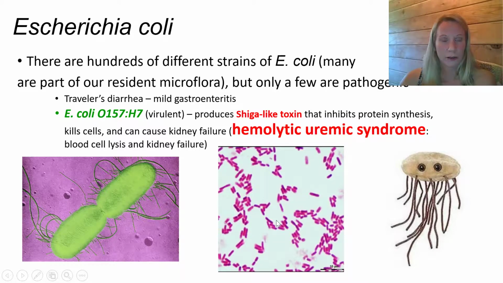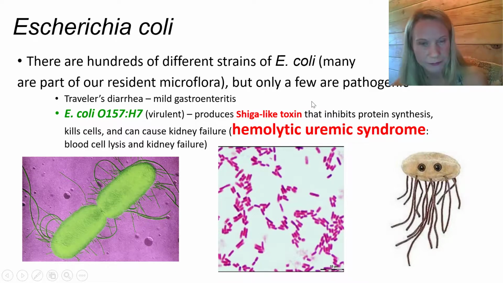coli you should be aware of. It's called E. coli 0157H7. This is the highly virulent strain. This is the one that makes headlines every once in a while, showing up in certain fast food chains. It produces a Shigella-like toxin, so again, it's really closely related genetically to the Shigella bacteria.